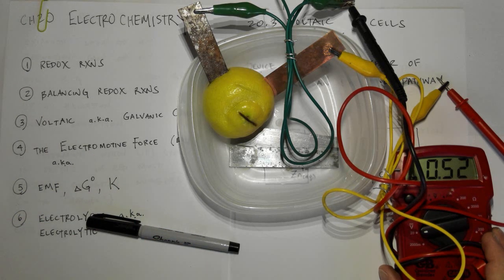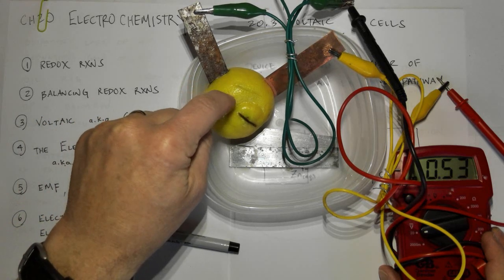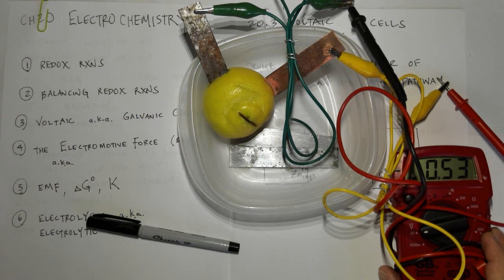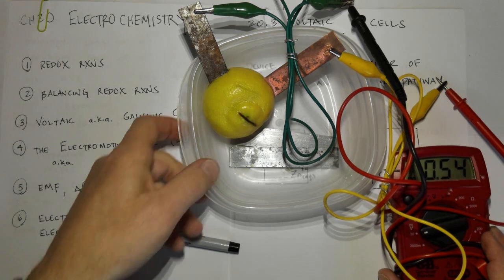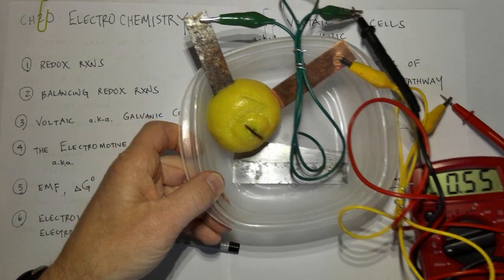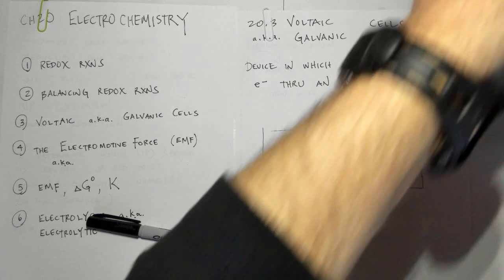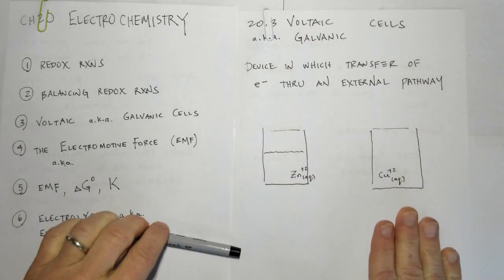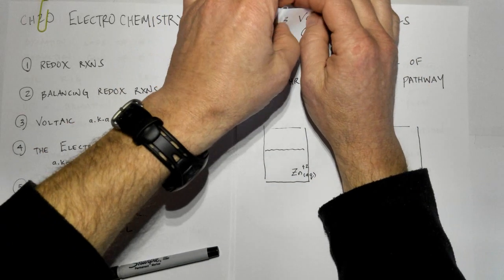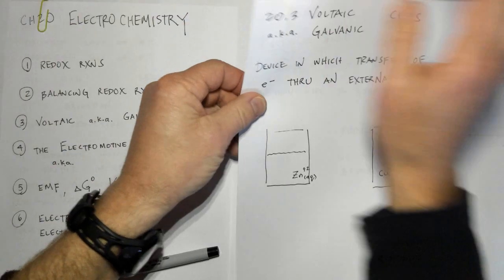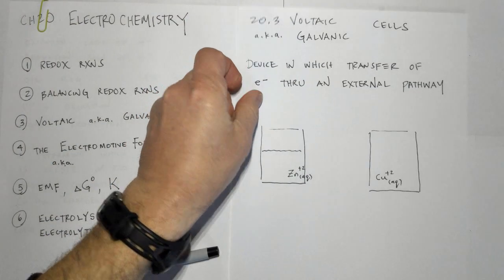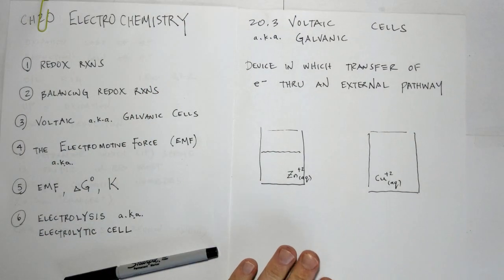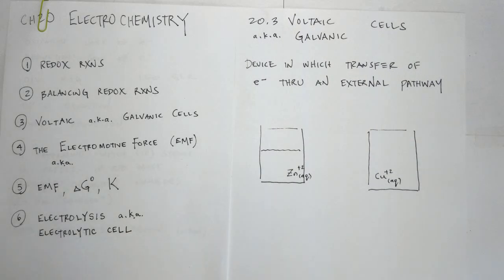But before we do that, we're going to describe how this cell works, and we're going to put it down on paper. We're going to show you how an electrochemical cell actually has electrons that are flowing from one place to the other. So make sure you've got a paper and a pencil handy, and at the top of the page you can put down section 20.3 voltaic, aka galvanic cells.